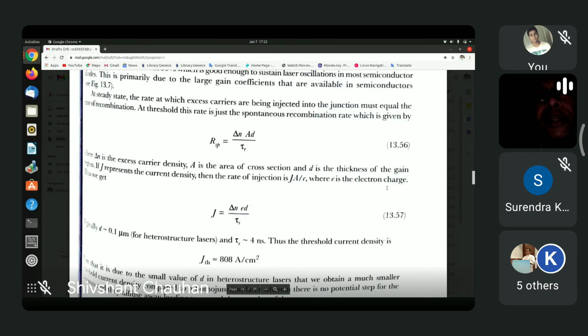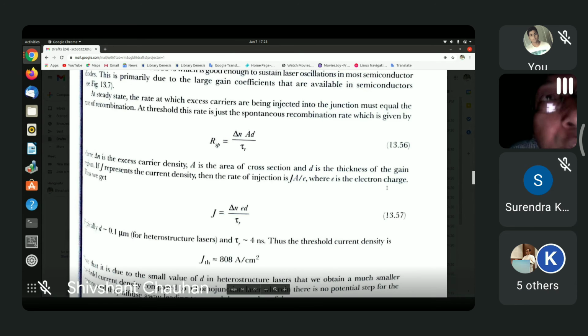because current per unit area is obtained by dividing RSP by A. So if you divide RSP by A, you get the recombination rate per unit area, and therefore the current density, that is the number of carriers injected per unit area, has to equal that. That is delta N into ED by tau R. So from that, after putting appropriate values of the various quantities, you get a value of around say 808 amperes per square centimeter. This A is not area, this A is amperes.